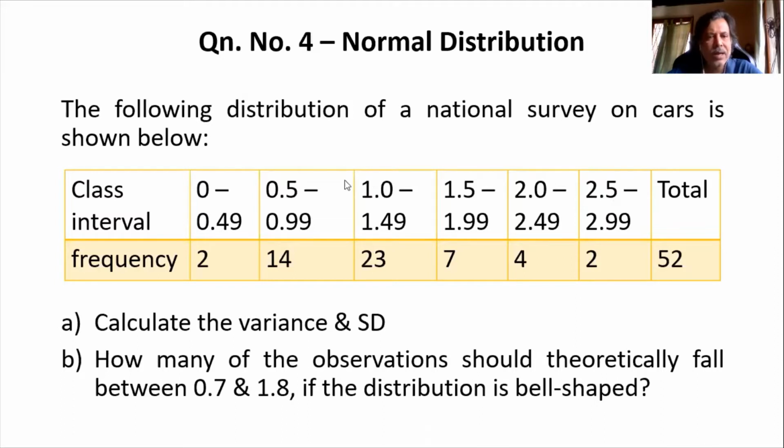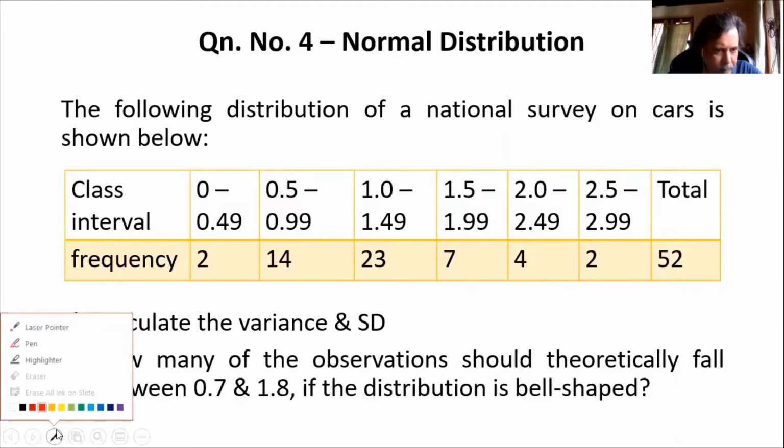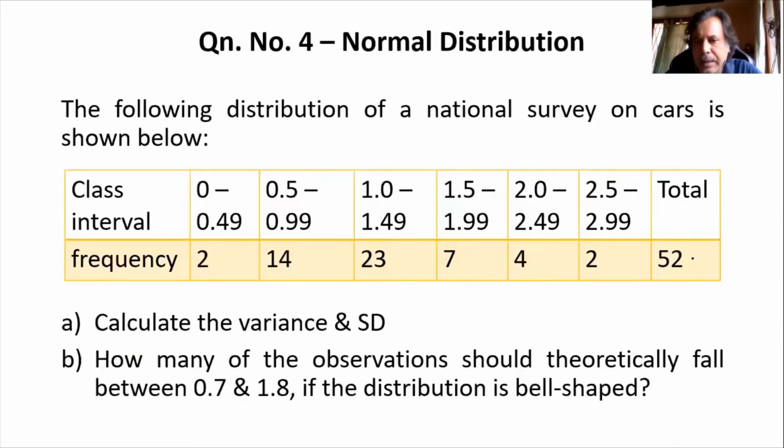Some survey is done on cars and this class interval, we don't know exactly what it is, but some class interval, and they had given us the interval of each range 0 to 0.49, 0.5 to 0.99. Likewise, they gave us the last class interval as 2.5 to 2.99. And then for each class, they also gave us the frequency of each of the class. Total frequency to be 52. We can write the total frequency denoted by capital N, right?